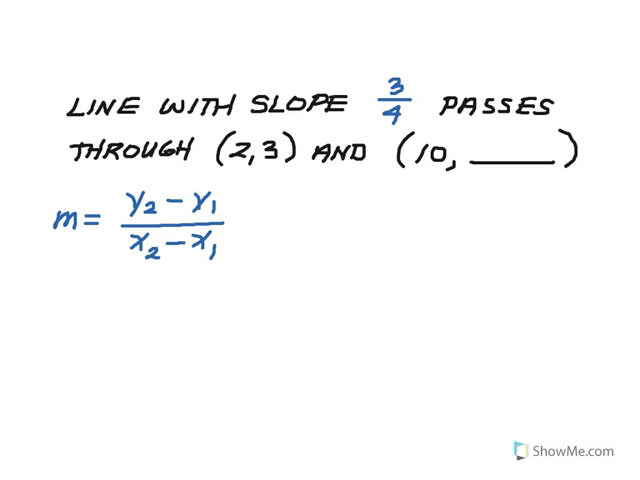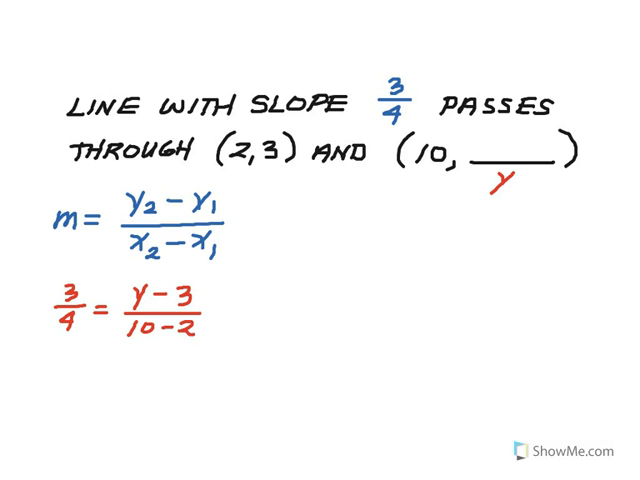Okay, let's just do one little example of how to use slope to solve a problem. I'm given that there's a line with a slope of 3/4 that passes through the point 2, 3, and 10, blank. And what we need to do is find that missing y coordinate of that point. So anyway, using the slope formula, I can plug in what I know. I know the slope is 3/4, and I know that must be that unknown y coordinate minus 3, so the difference in the y coordinates, divided by the 10 minus 2.